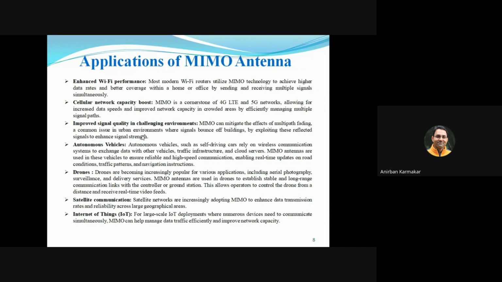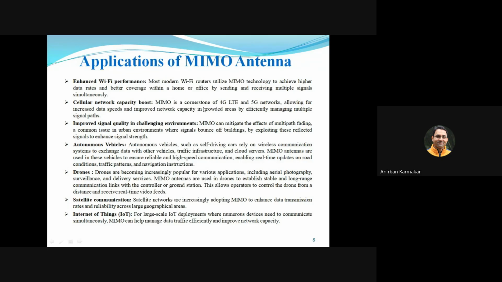So here are some applications of MIMO antennas. It can enhance Wi-Fi performance. Actually, most modern Wi-Fi routers utilize MIMO technology to achieve higher data rates and better coverage within a home or office by sending and receiving multiple signals simultaneously. Cellular network capacity boost.